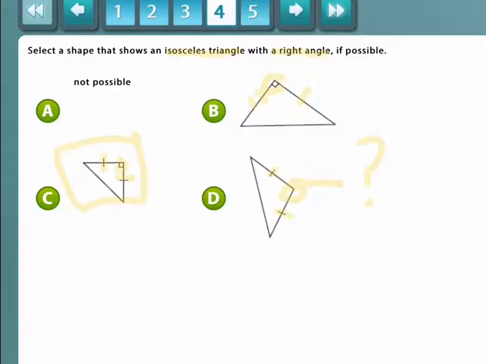The only way you can tell if it's a right angle is by measuring it with a protractor or looking for the box in the corner. So the correct answer is C.